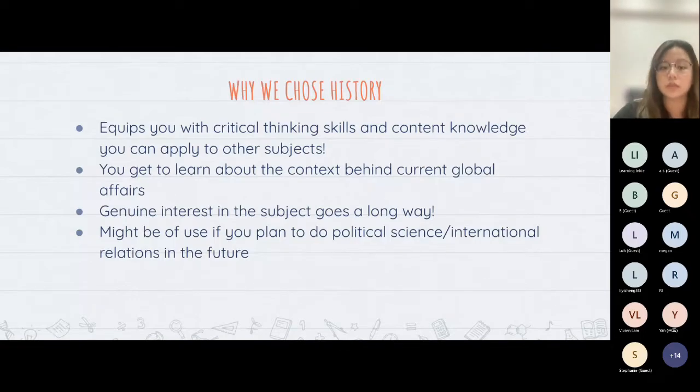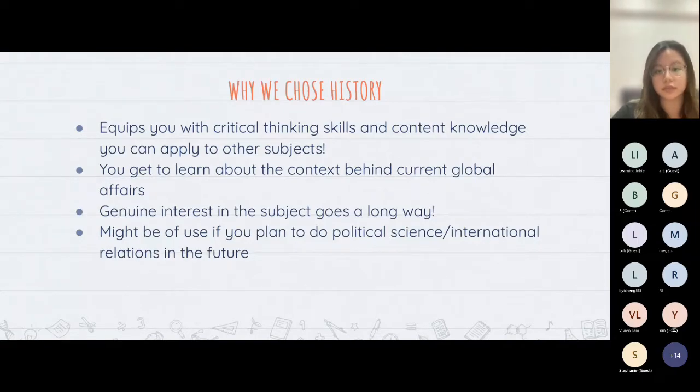And at the end of the day, the main reason why the two of us chose history was because we had a genuine interest in the subject. For me, I liked history a lot because there seemed to be a sort of storyline to it, and it wasn't just me dealing with numbers and equations. That was the main reason why I took history. And if that is something that you enjoy as well, then maybe you might want to consider taking history.